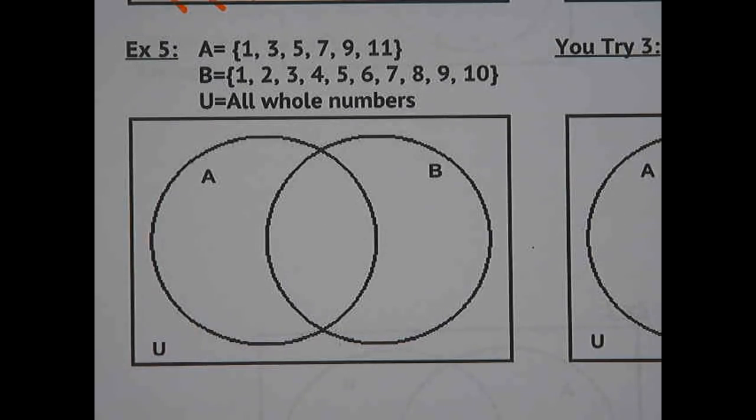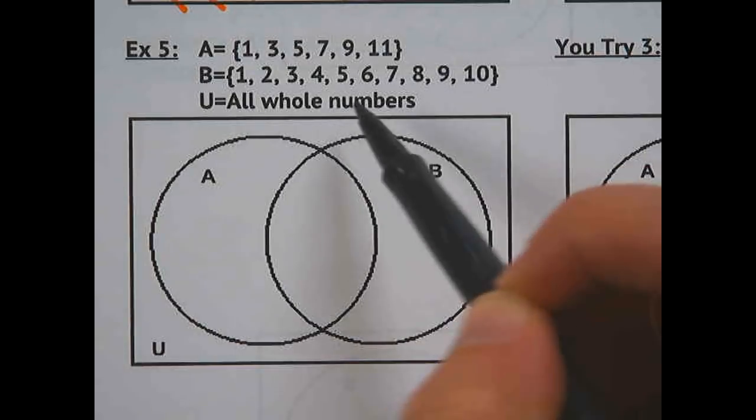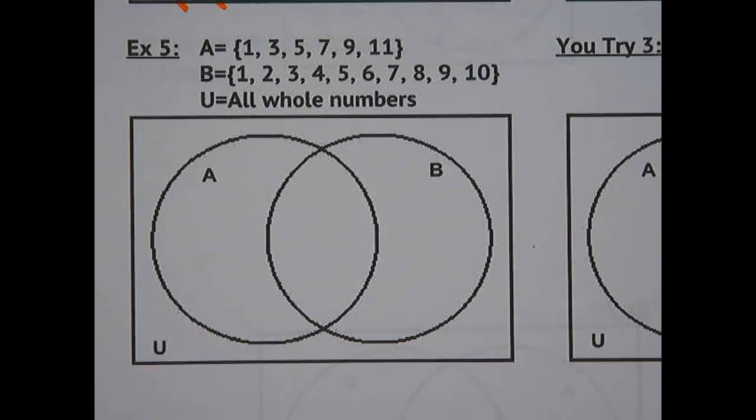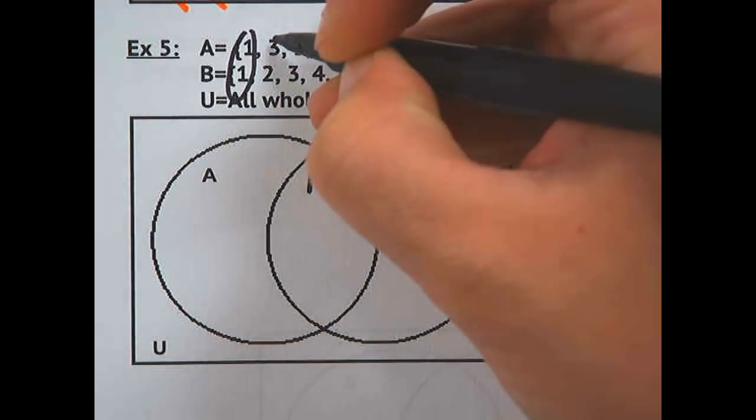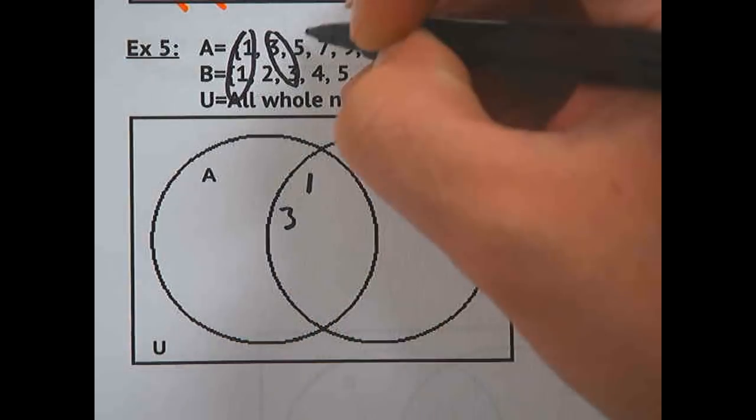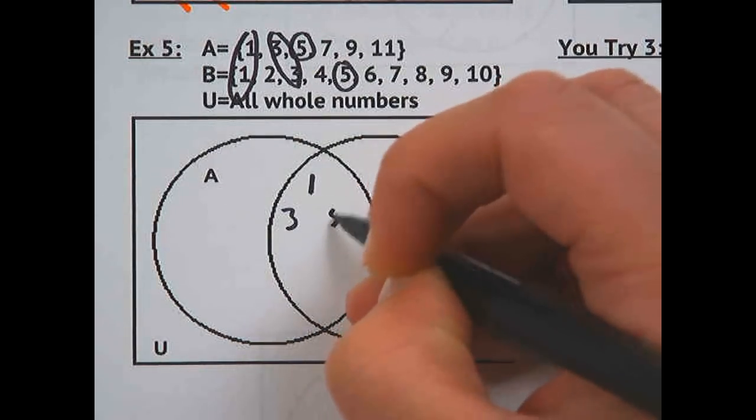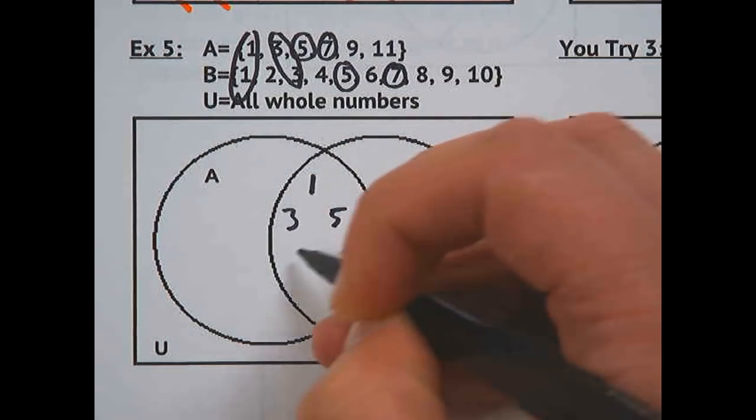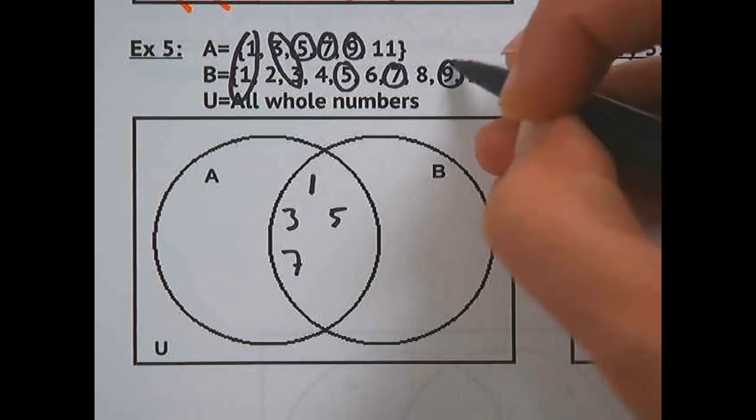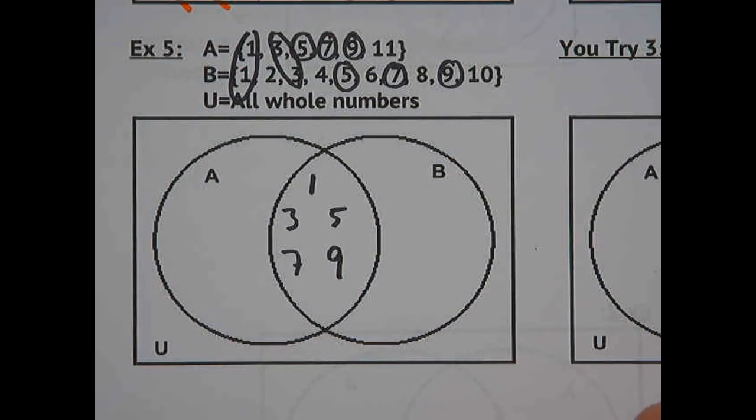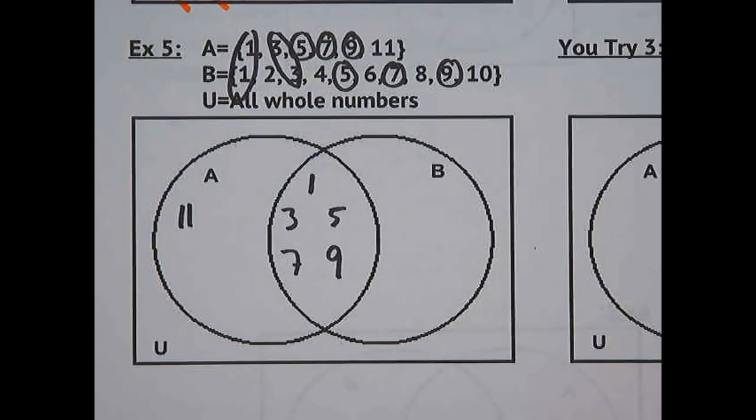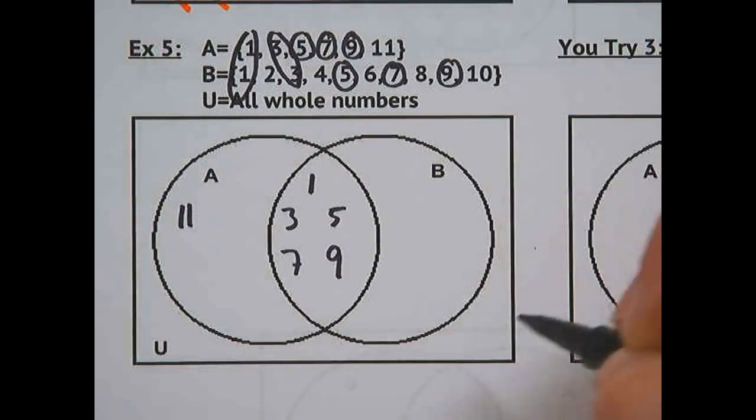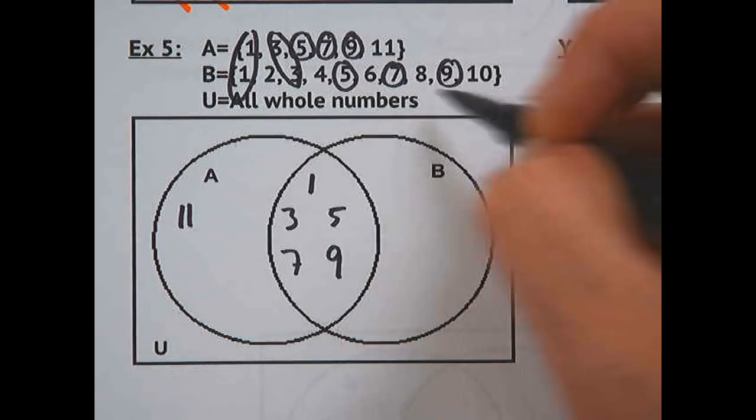So then what I'm going to do first is just fill in where all these numbers should go. So notice that A and B both get 1. They both get 3. They both have 5. They both have 7. They both have 9, and that's all. So then the ones that B doesn't have, but that A does have, like 11, would go over here. And the ones that B has, but A doesn't have, will go over here. So like 2, 4, 6, 8, and 10.